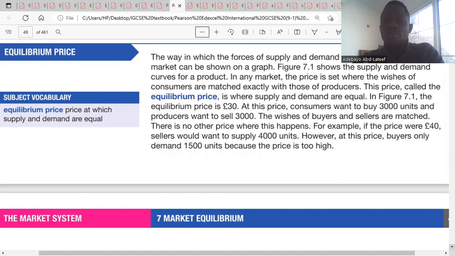Don't worry about it. Equilibrium, there's the graph here. So this is equilibrium, demand and supply. The point at which demand and supply meet is the equilibrium point. The quantity at which they meet is the equilibrium quantity. The price at which both the demand curve and supply curve meet is the equilibrium price. I think that is clear.